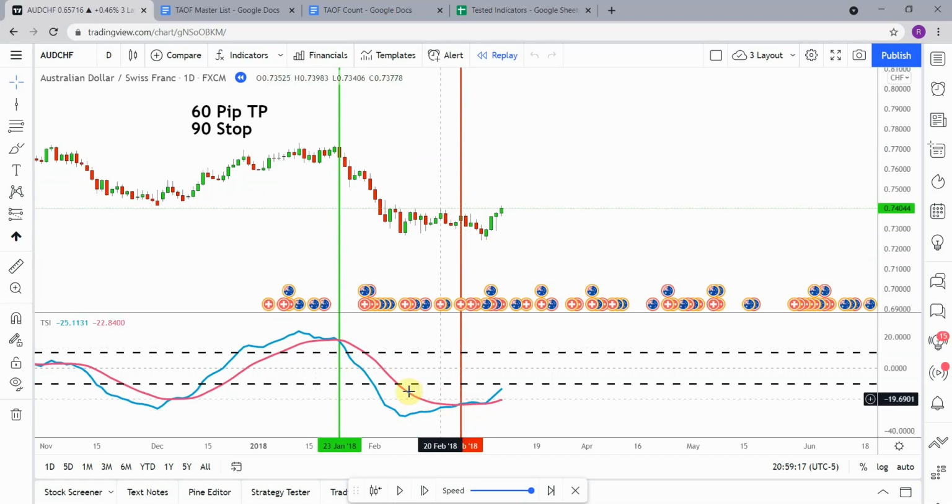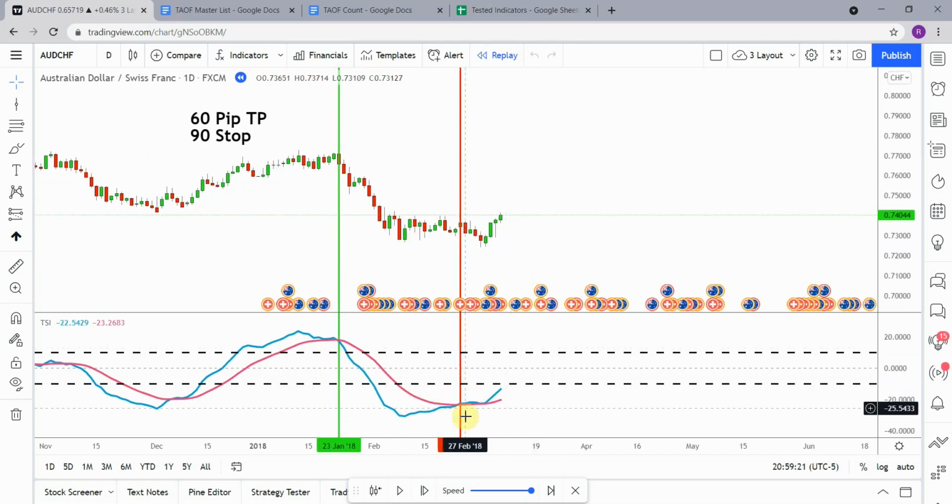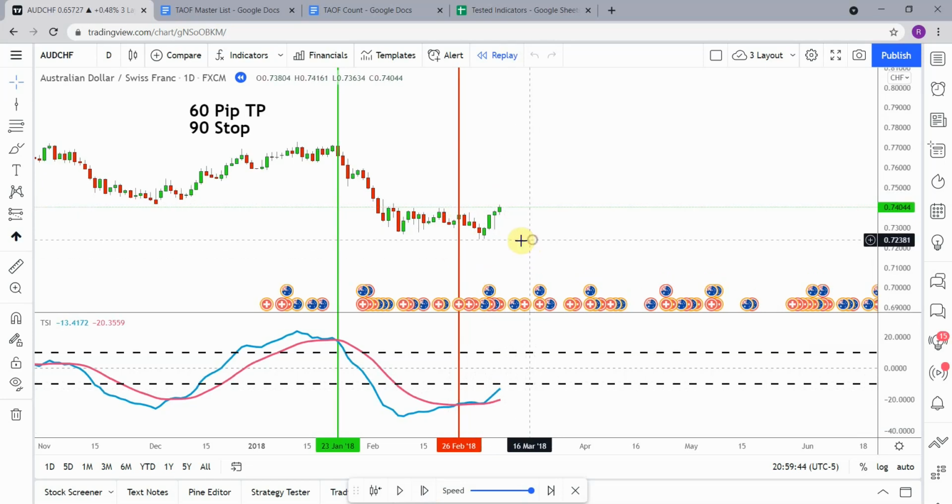Then over here on this side, the lines make it down below the lower band, and the blue line slowly makes its way up above the purple line right there, giving us a long signal. Unfortunately, we get a little bit of a pullback to the downside right here, just barely hits our stop before price action starts to then take back off to the upside. And so that one was a losing signal.